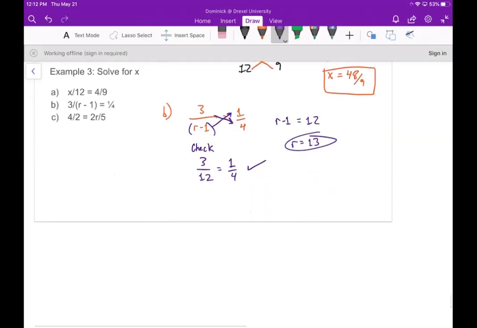Okay, and then for part C, we have 4 over 2 is equal to 2r over 5. So when we cross multiply here, we'll get 4r is equal to 20, so r is equal to 5.